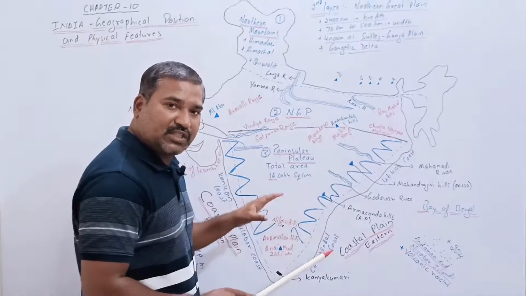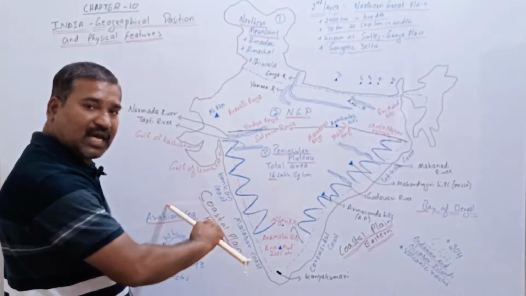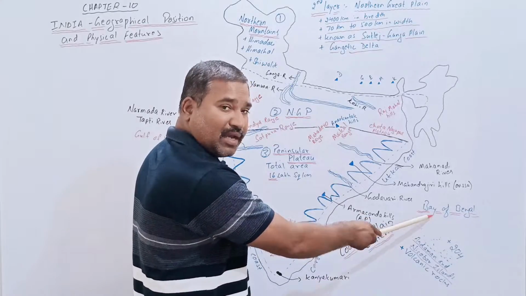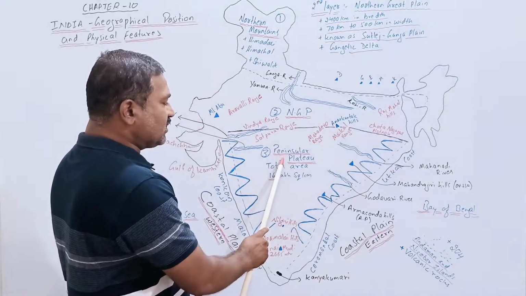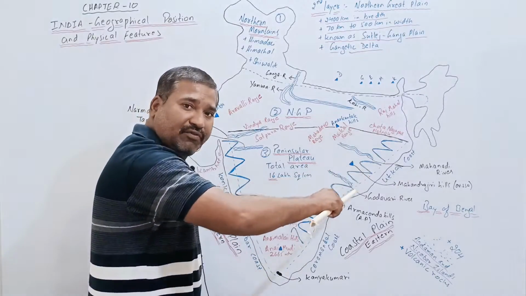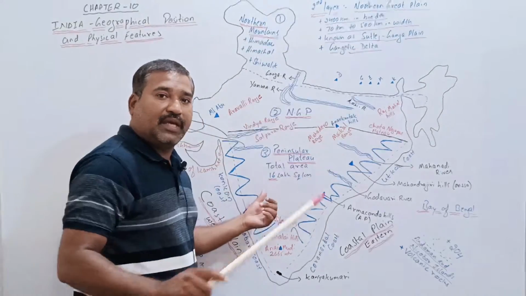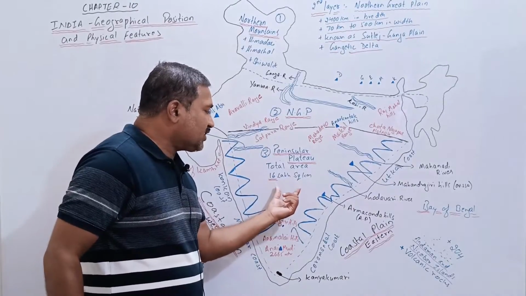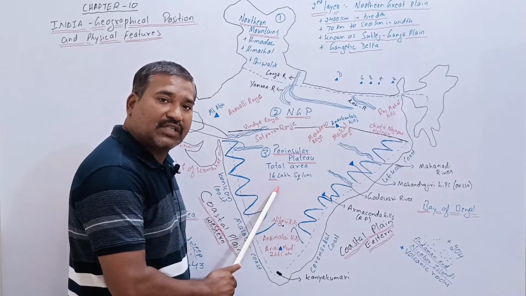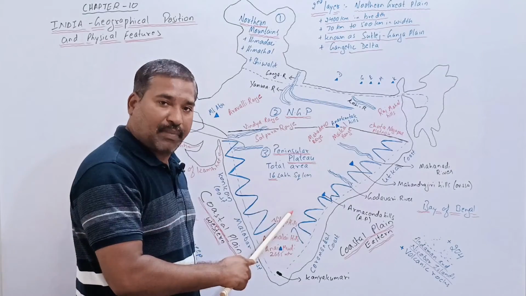Why we say peninsular plateau is because of the three sides of the area. Towards the western side it is the Arabian Sea, down it is the Indian Ocean, and towards this side it is the Bay of Bengal. Due to this reason, it is called a peninsular plateau. Its total geographical area covers 16 lakh square kilometers.